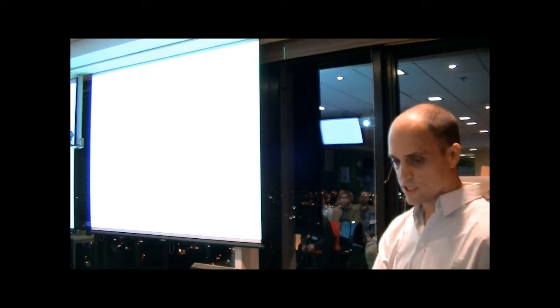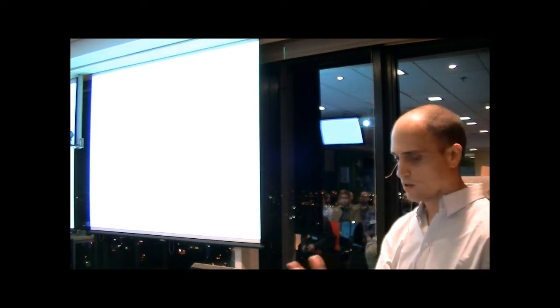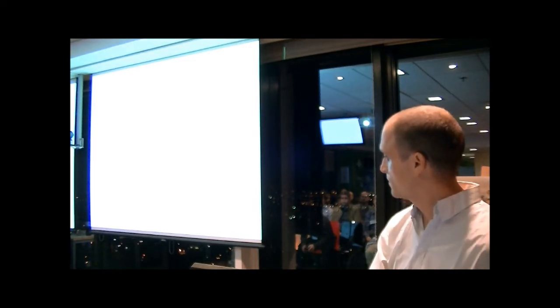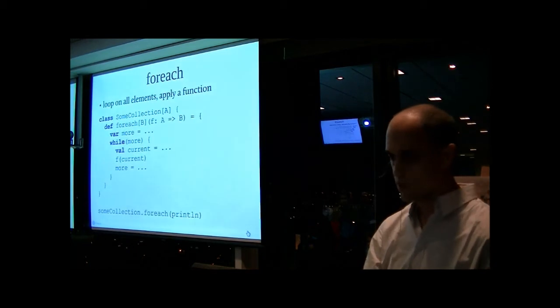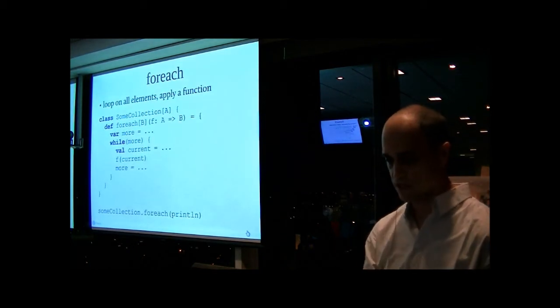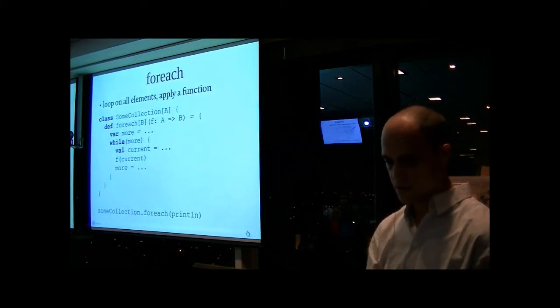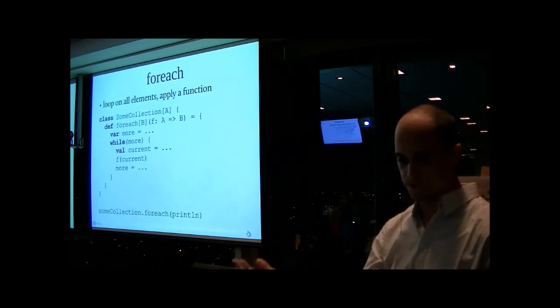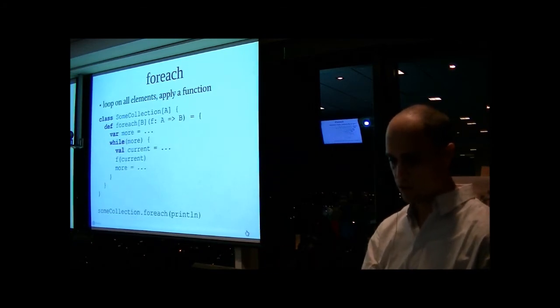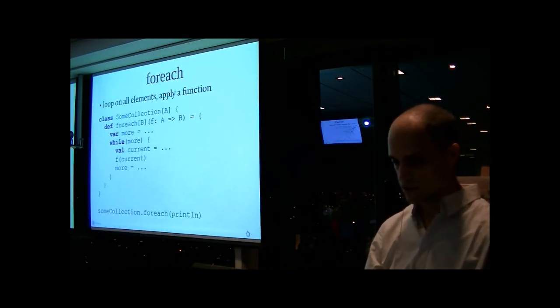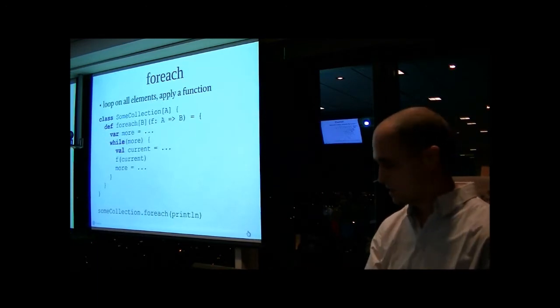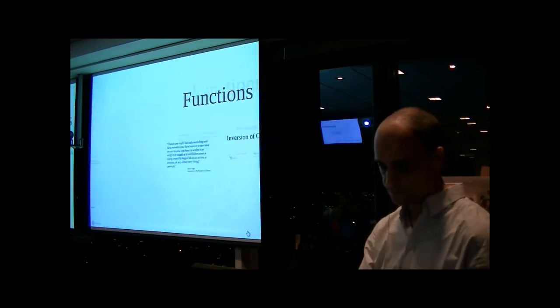In Scala we use foreach for that. So we have a generic collection, and then we implement the foreach method. It accepts a function. It's similar to map, but it doesn't return any result. This is a skeleton of course, it first checks if there are more elements to iterate, and while there are more elements, it fetches the current one, applies the function, and then checks for more. And below you can see the client code.